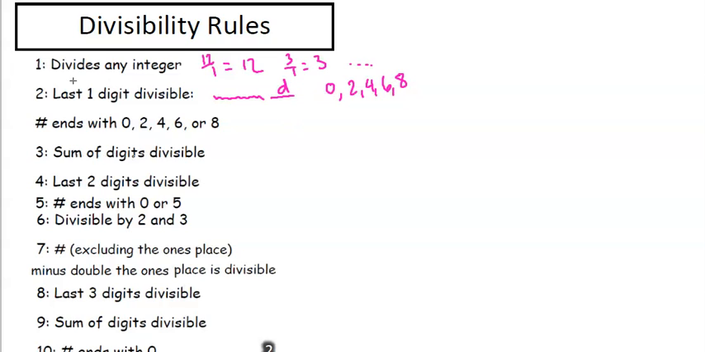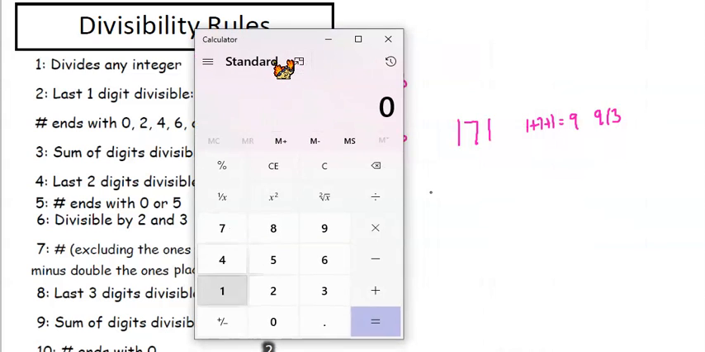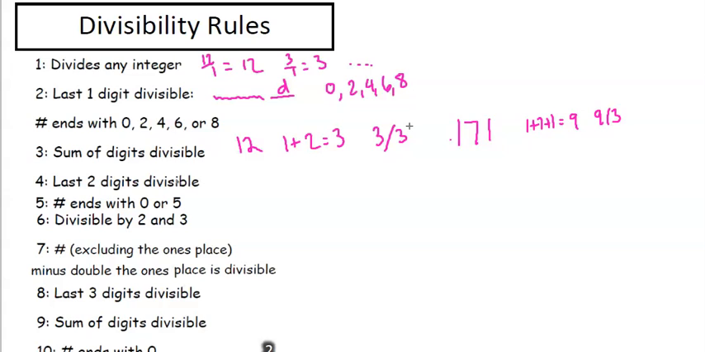For 3, the sum of the digits are divisible. For example, if we had 12, 1 plus 2 equals 3, and 3 divides by 3. You could have another number like 171, and that would be 1 plus 7 plus 1. That's 9, and 9 divides by 3. So 3 would also go into 171. You can also check that with the calculator. It's 57 in that case.